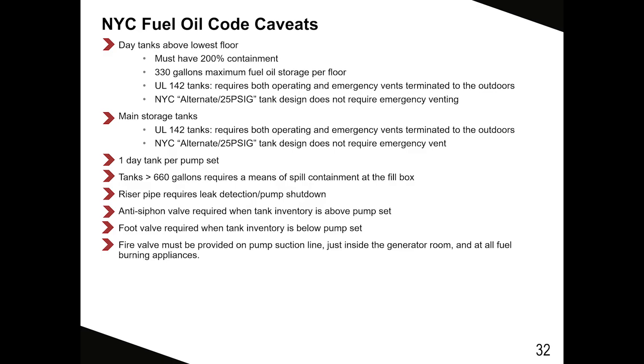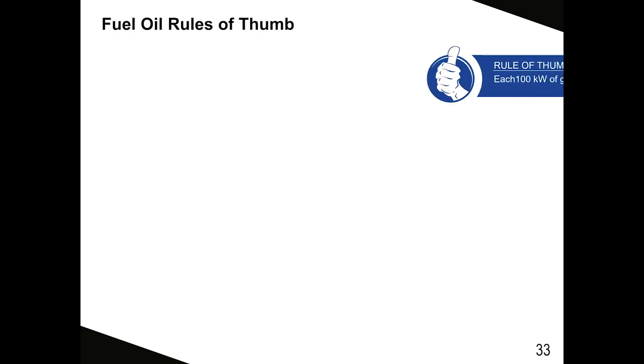You'll have a leak in the riser piping, monitored with a drum. Fire valves are provided on the pump suction line and the inlet to the generator room and all fuel burning devices. Some parting rules of thumb.